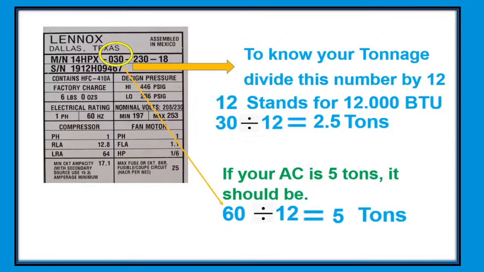Here in this example, we have a Lennox air conditioning unit. To know your tonnage, divide this number by 12. 12 stands for 12,000 BTU. So 30 divided by 12 equals 2.5 tons. So this nameplate is 2.5 tons. If your AC is 5 tons, it should be 60 here. 60 divided by 12 equals 5 tons.